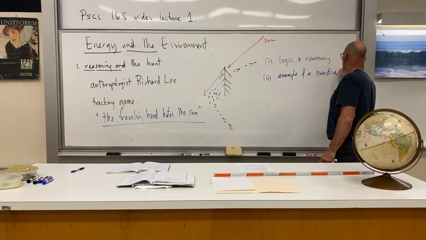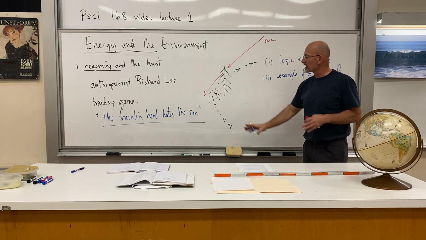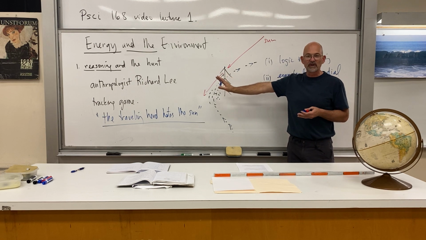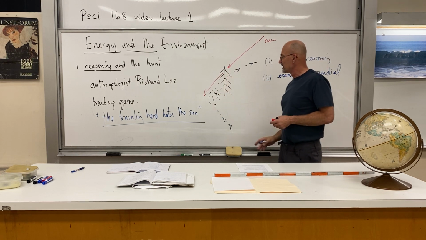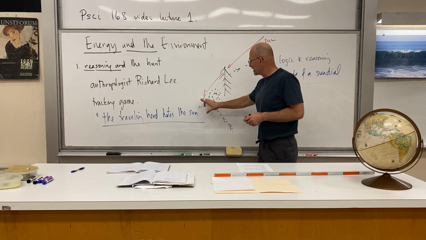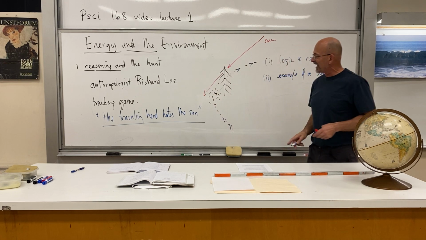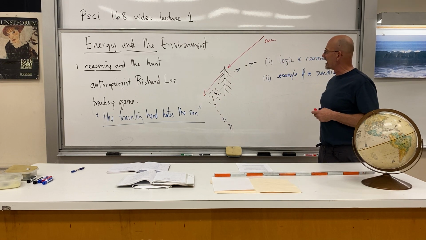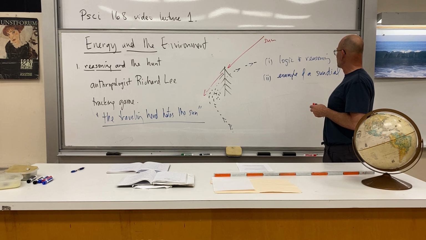I can put this in scare quotes for a sundial, because it's just a tree, and it's probably not a straight tree either, okay? It's just a tree that casts shade. So a traveling herd hates the sun, which means they congregate in the shade. You guys can make a nicer picture than I have here. Leave plenty of room in your notes.